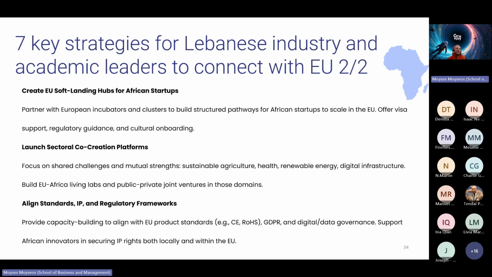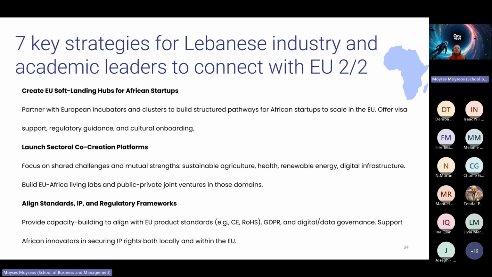I'm really a fan of the sectoral co-creation platforms. It's what we used to call living labs, to focus on shared challenges and mutual strengths: sustainable agriculture, health, renewable energy, digital infrastructure. So by building EU-Africa living labs and public-private joint ventures in those domains, it would be beneficial.